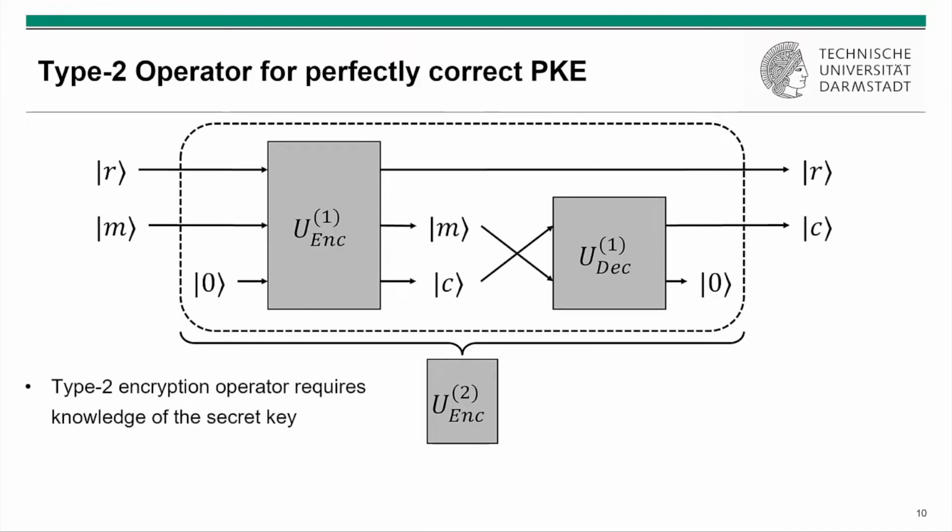And on the downside, what we can see here is that this type 2 encryption operator requires knowledge of the secret key. So you can only do this operator if you know the secret key, which is a potential issue. And the other question now is, what about schemes with decryption failures? Because in this case, you cannot run the type 1 decryption operator here because it will not always give you output 0, which is a crucial thing here for this type 2 operator.